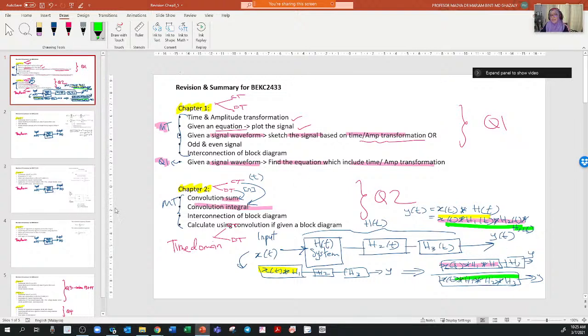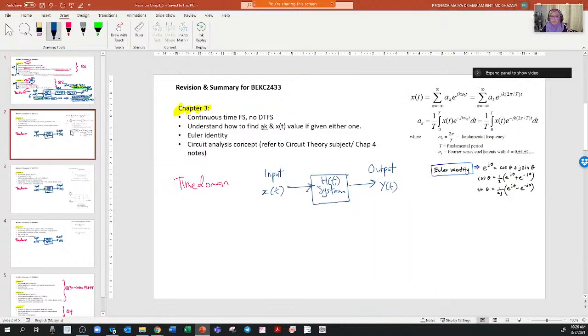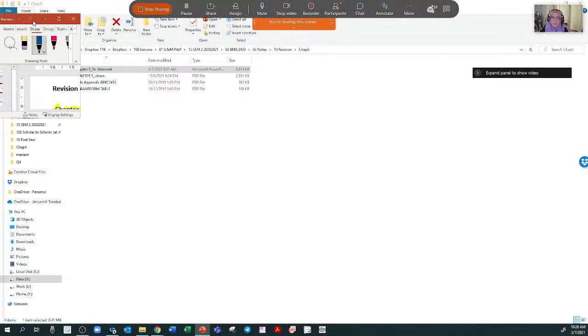So that is what I'm explaining about the interconnection of block diagrams and calculation using convolution. Hopefully you can understand that if you're given a block diagram like this, then you need to do the convolution. In the question they are not going to give you this equation. You need to write it on your own. Okay, so that will be on chapter 1 and chapter 2. Now I'm going to explain chapter 3.